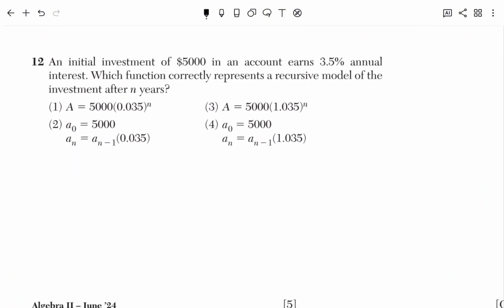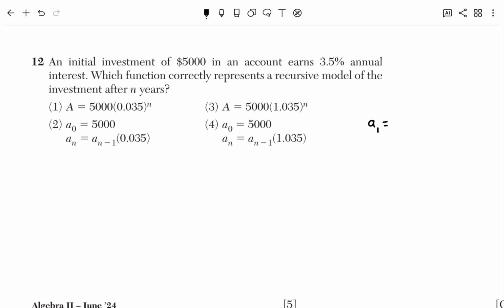Now, question number 12 says, an initial investment of $5,000, an account earns 3.5% annual interest. Which function correctly represents a recursive model of the investment after n years? So, we know that when we write a recursive formula or equation, we're going to have two parts to the equation. We're going to have the first part, which is like a1 equals or a0, does not matter, we can have both. And the second part is going to be how it follows.